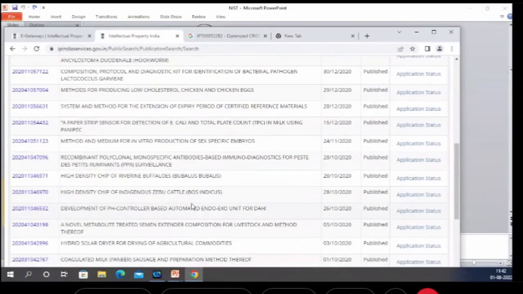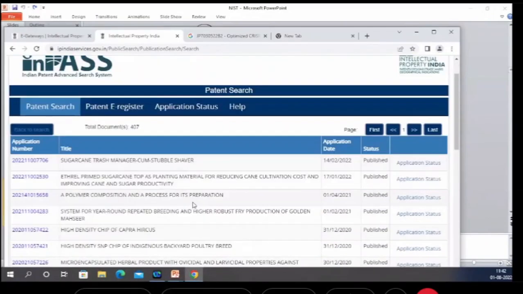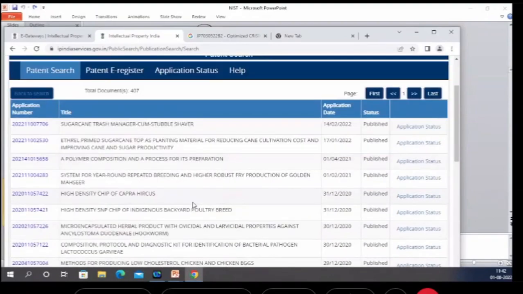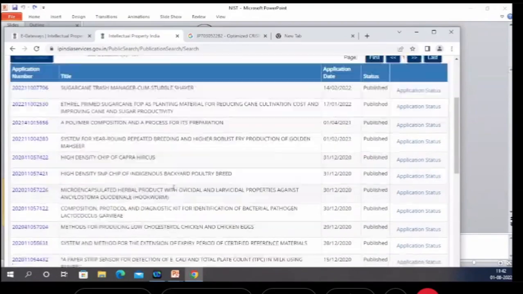If I open an application, let's see. Sugarcane Thrash Manager, a polymer computational processor preparation, high density chip. So there are so many applications. Okay, so let's open this.